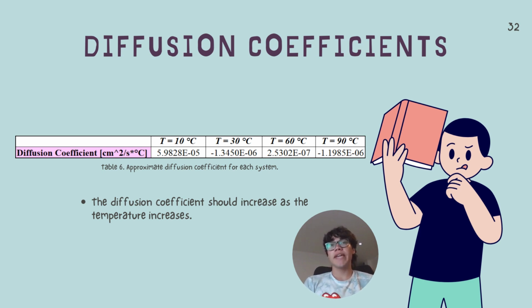On the other hand, we can also obtain only one diffusion coefficient for each system if we use the Soret's equation, but taking the difference, or the delta, between the last and the first value instead of doing it at every step of the time. So here in table 6, we present the results for the diffusion coefficients, and we can see that there are even some negative values, even though we know that the diffusion coefficient should increase as the temperature increases.